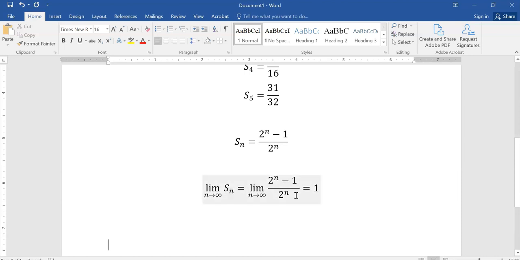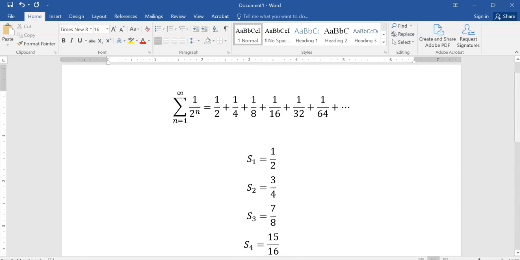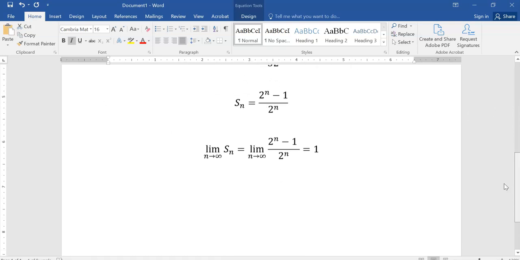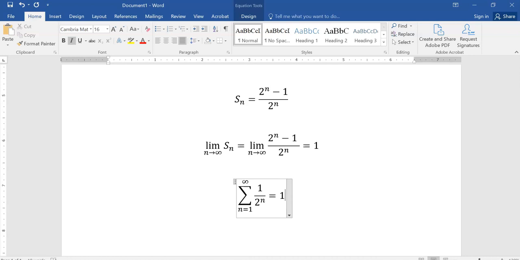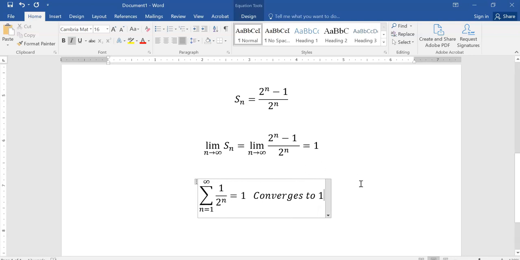So what we've done here is we've said the limit of the partial sums is 1, and therefore what we can say is that this infinite series here, which is the infinite sum from 1 to infinity of 1 over 2 to the n, adds up to a finite number of 1. In other words, it converges to 1. All right?